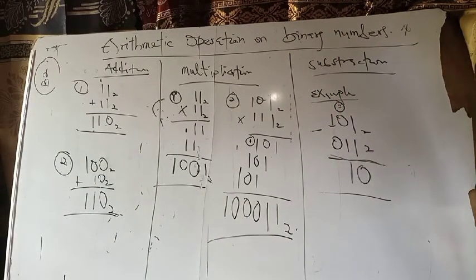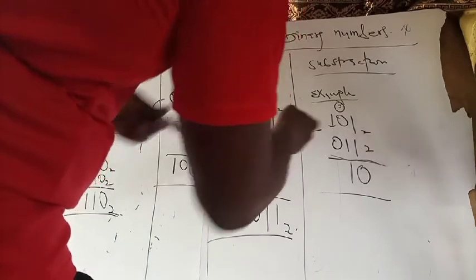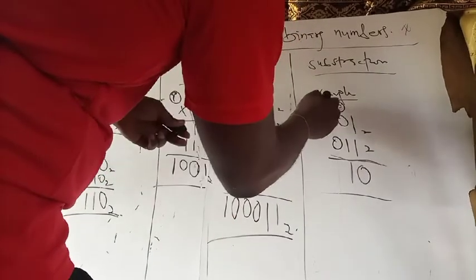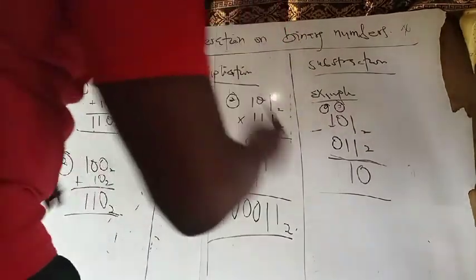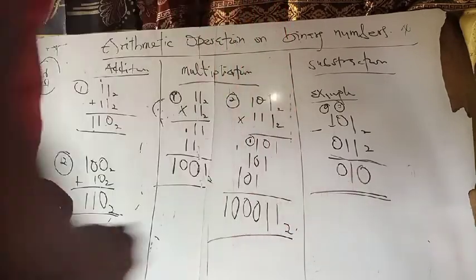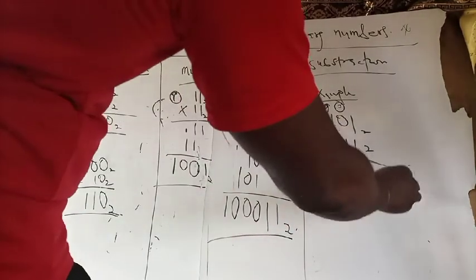You see? Then fine. Since we've borrowed a 1 here, this is no more 1. It's now 0. So 0 minus 0 is 0. That is the final answer.